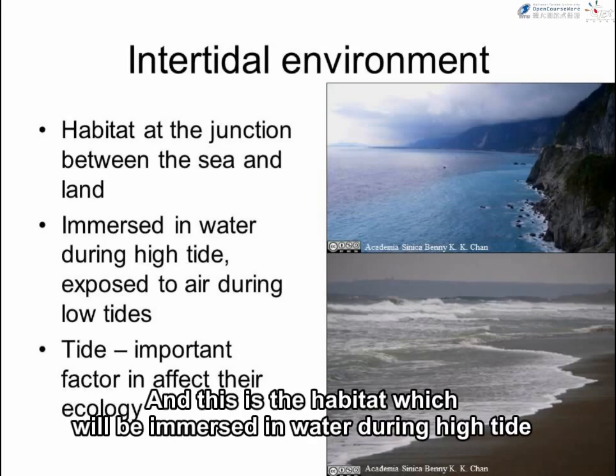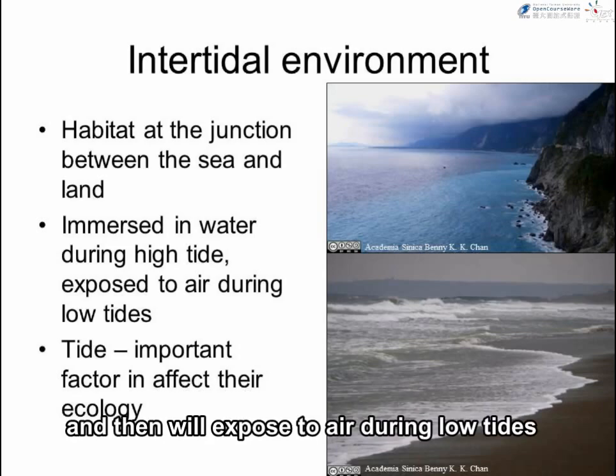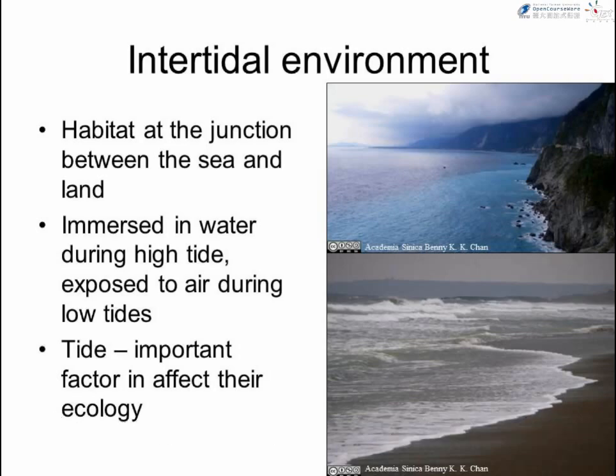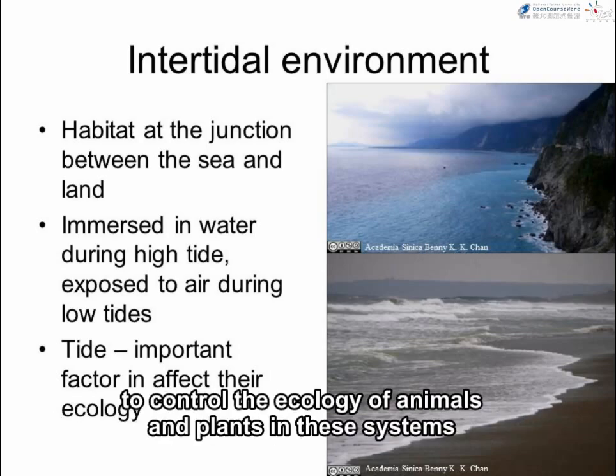This is the habitat which will be immersed in water during high tides and then exposed to air during low tides. So actually, tide is a very important factor controlling the ecology of animals and plants in these systems.